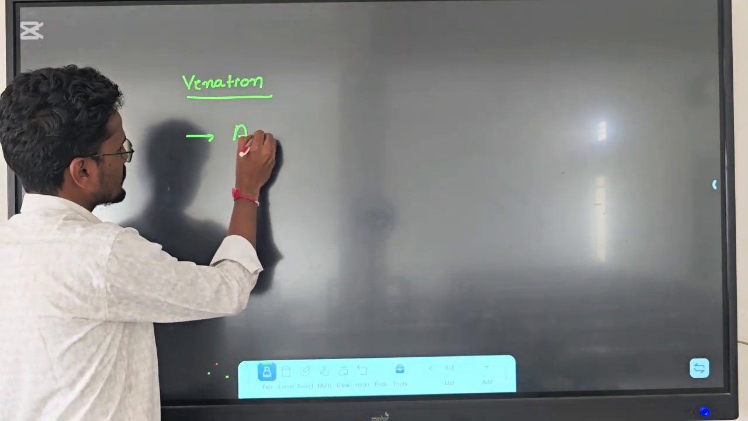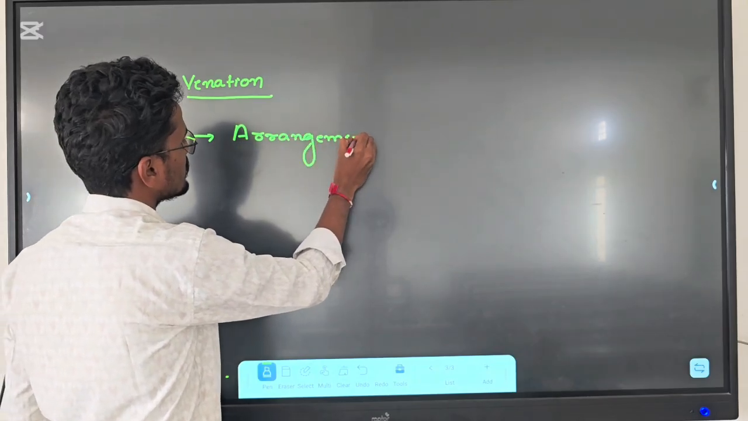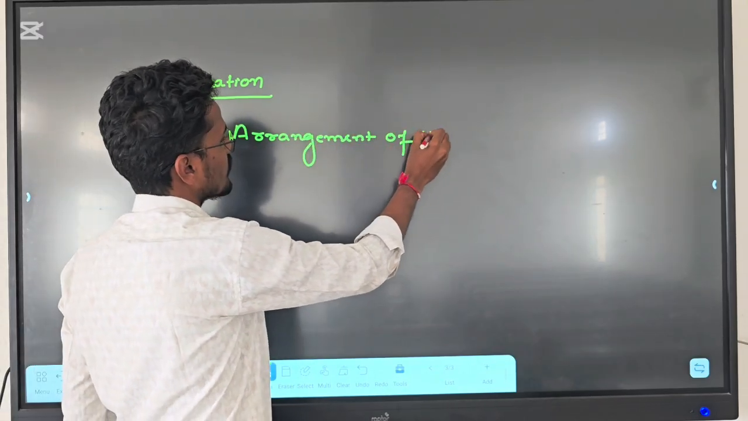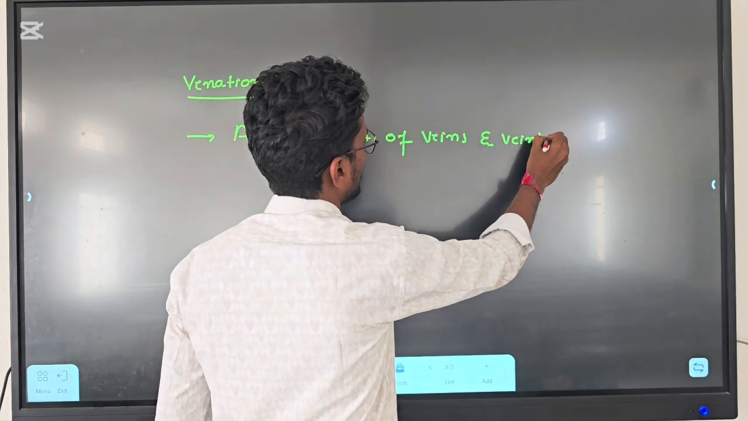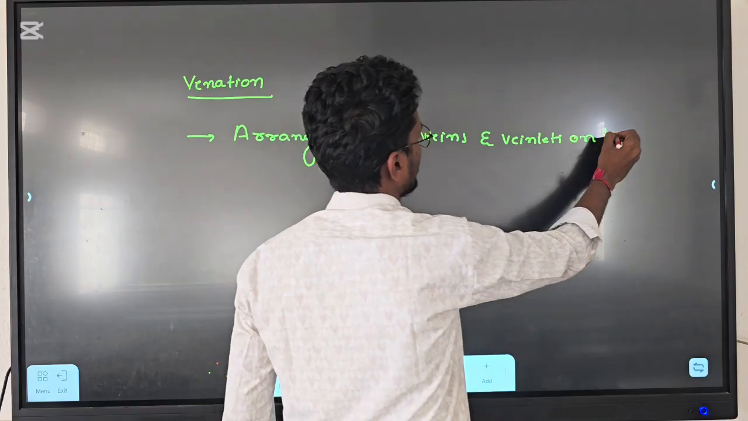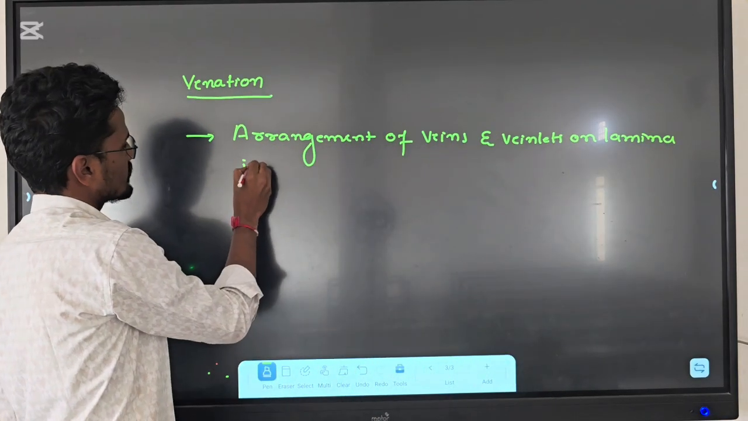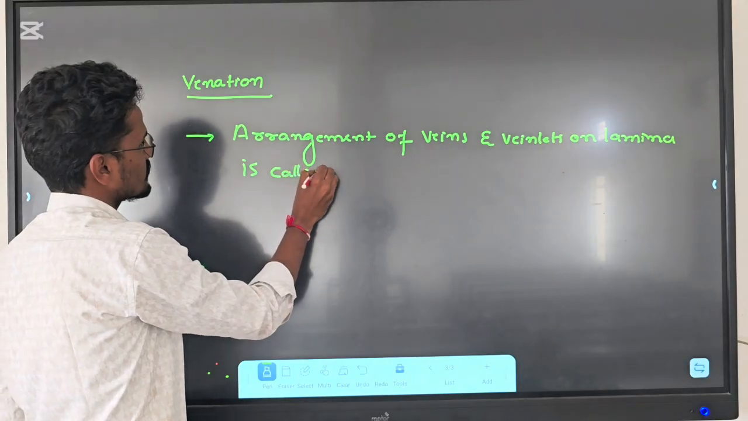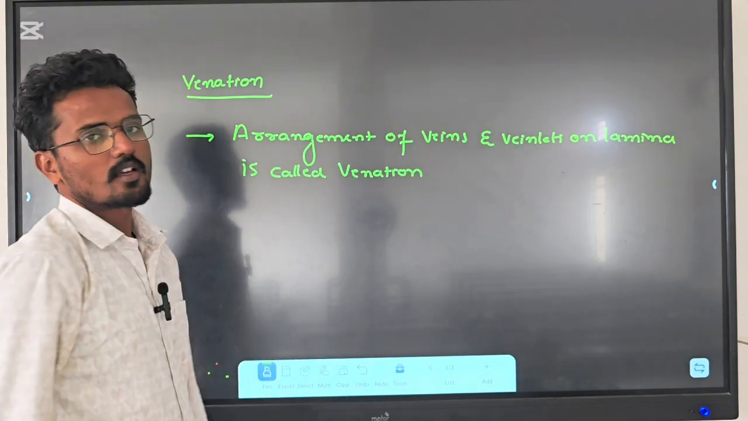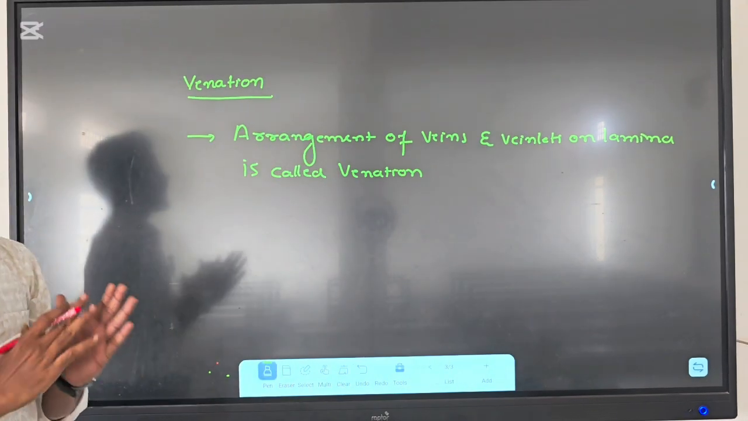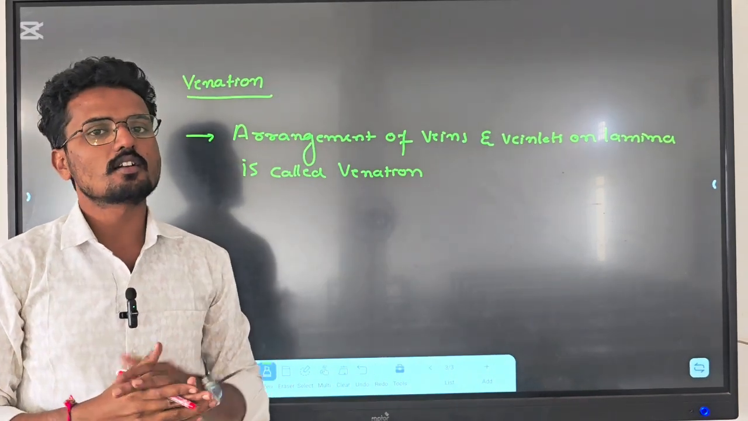Arrangement of veins and veinlets on lamina is called venation. On the lamina, leaves show venation. That type of arrangement is called venation.